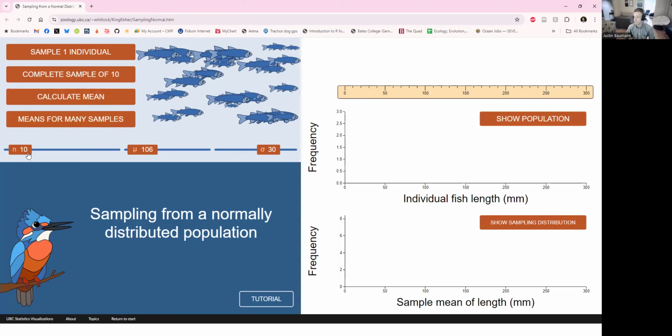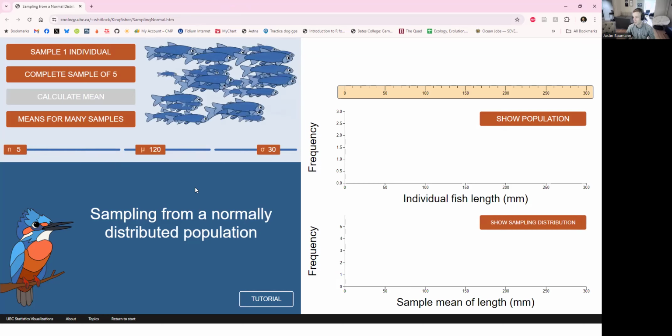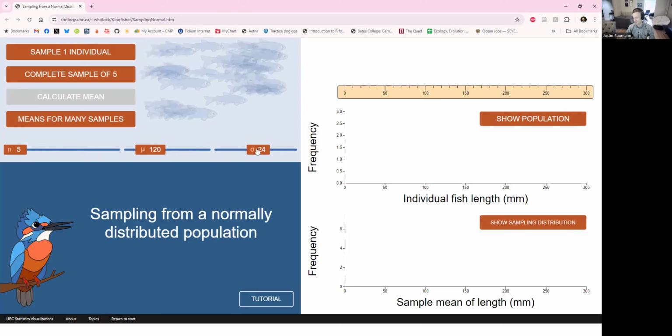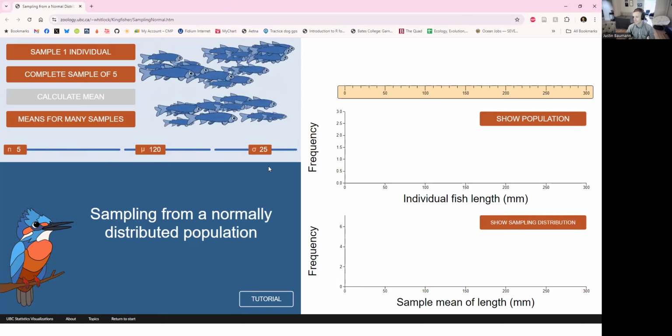So over here on the left, you can set your sample size. N equals your sample size. I'm going to just start with a sample size of 5 because that'll be fine. And then you can change your population level mean to, let's say 120 is the population level mean of the fish length in millimeters. And sigma here is the standard deviation. So we can just make it 25. So these are the population level parameters. And now we're going to sample and see how representative our samples are.